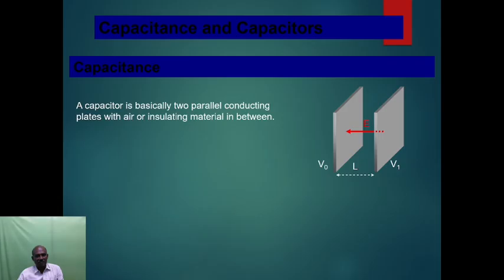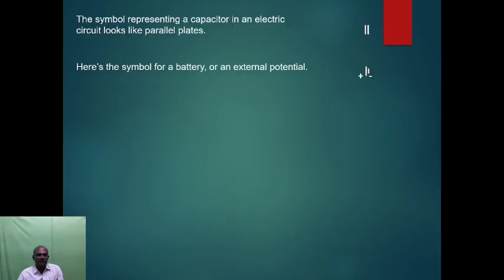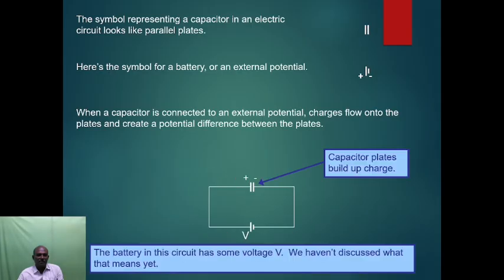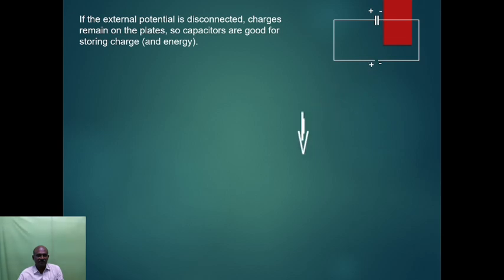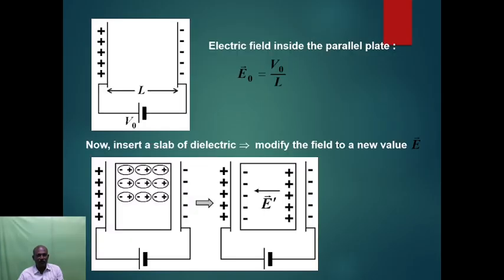So V naught and V1 are the two potentials on the plates. The distance between the capacitor plates is L. The field is the electric field. The charge movement, charging of capacitor. Dielectrics: in dielectrics there are no free charges but bound charges. Bound charges are polarized, negative and positive, so they constitute a dipole.